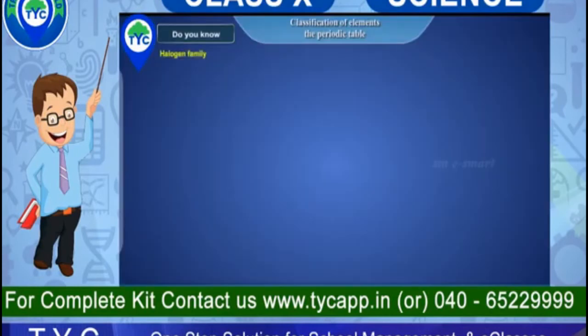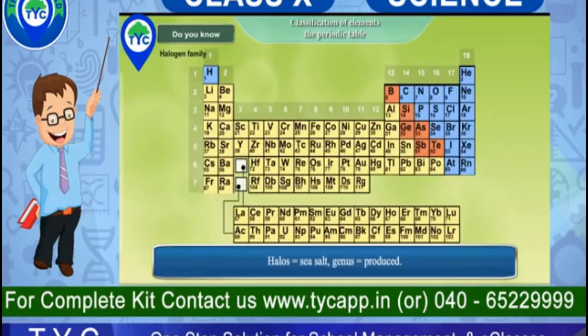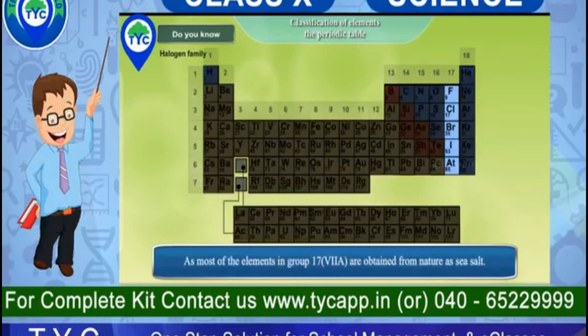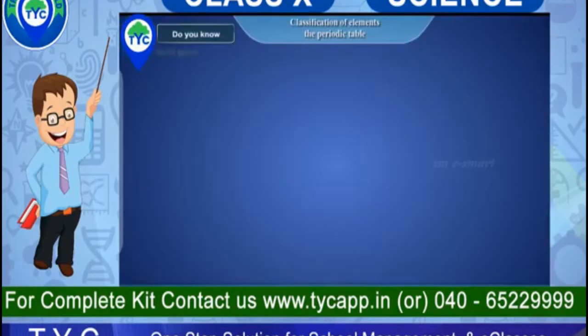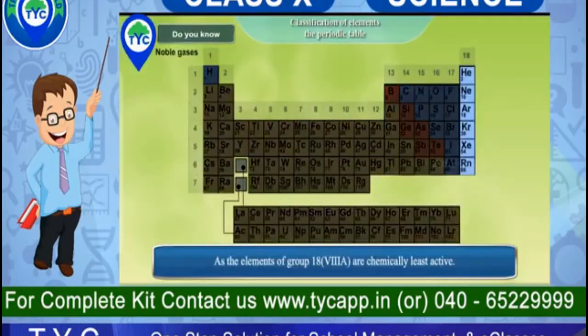Halogen family. Halos means sea salt. Genus means produced. As most of the elements in group 17 are obtained from nature as sea salt, they are called the halogen family. Noble gases. As the elements of group 18 are chemically least active, they are called noble gases. Their outer shell electronic configurations are the basis for the octet rule.